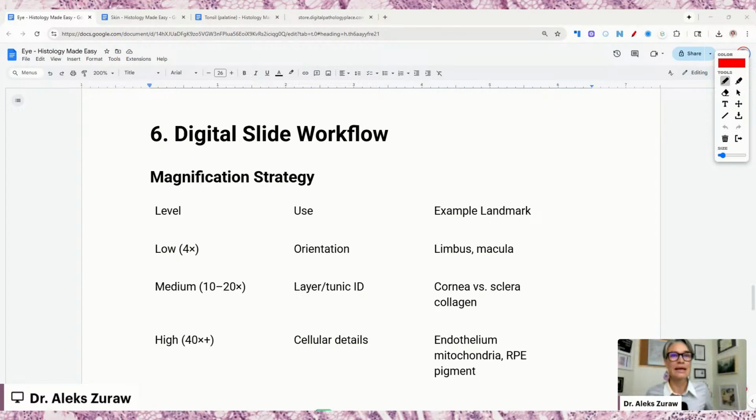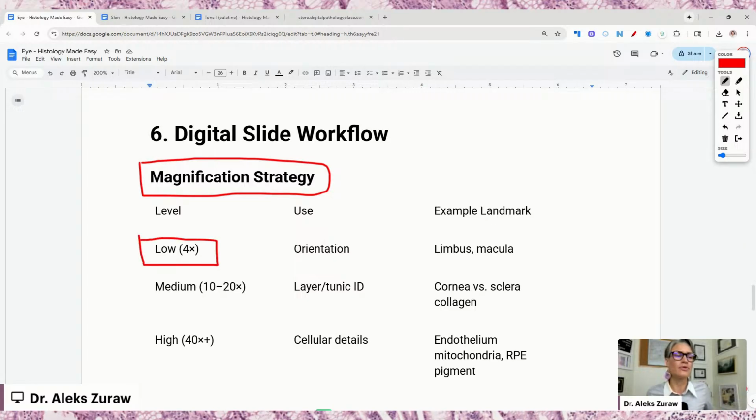In my drawing, there's a magnification strategy. You start with the low level. 4x is just an example. It can be a lot less than 4x, and we're going to see that for the eye. To have the overview of the full organ, you need to go a lot lower than 4x, like 1x, or on the digital slides you can even go 0.5x, and you can use it for orientation. That's going to be super evident when we talk about skin, and then find example landmarks. We're going to be finding all of them.